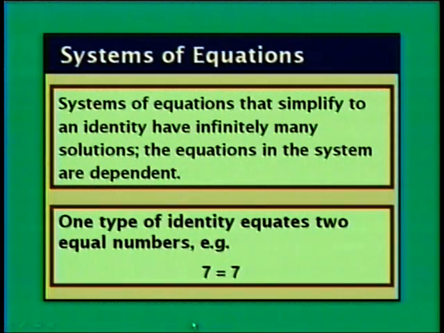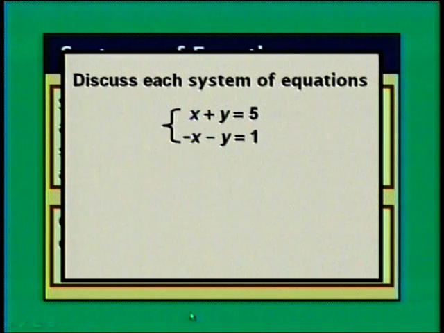One type of identity equates two equal numbers. For example, 7 equals 7. That's an identity. So let's discuss a couple systems of equations. What if we had x plus y equals 5 and negative x minus y equals 1? Well, if we wanted to eliminate x, we could just add the respective sides of the two equations.